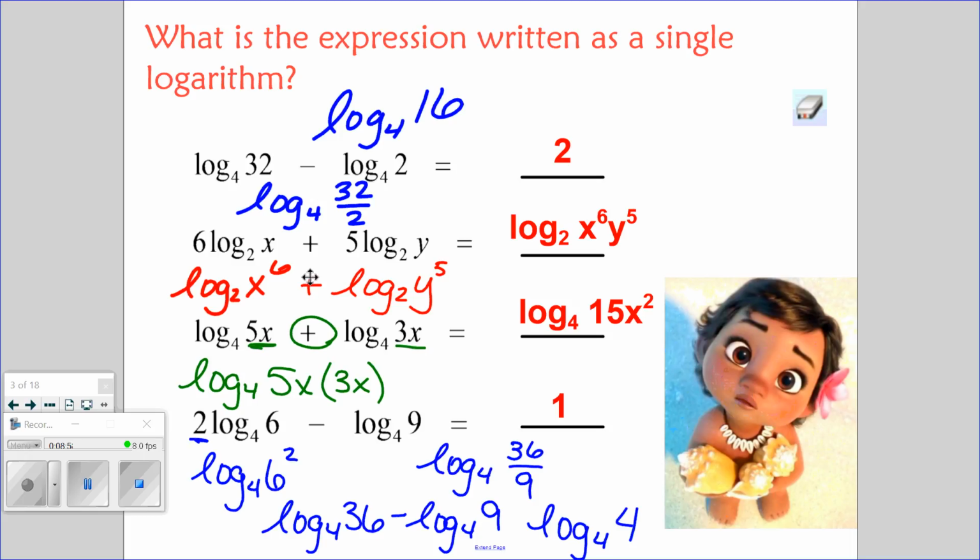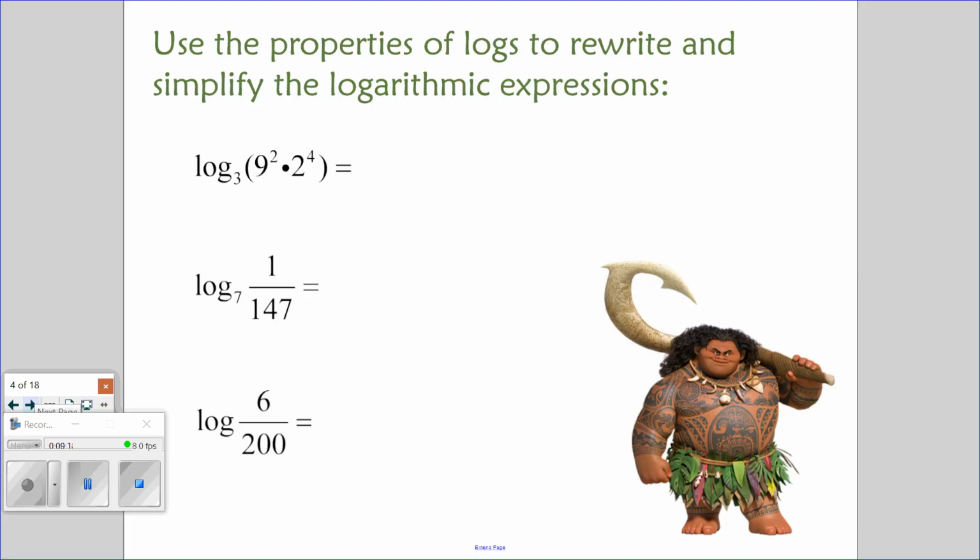Got it. But today's a lot of practice of just those properties, one at a time. If there's a number out in front, put that exponent back. Okay, it's addition, so multiply them. Subtraction, you divide them. And keep going as far as you can. Sometimes you can go all the way down to a number, sometimes you can't. It just kind of depends on what the values are. All right, so let's use the properties of logs to rewrite and simplify these expressions.